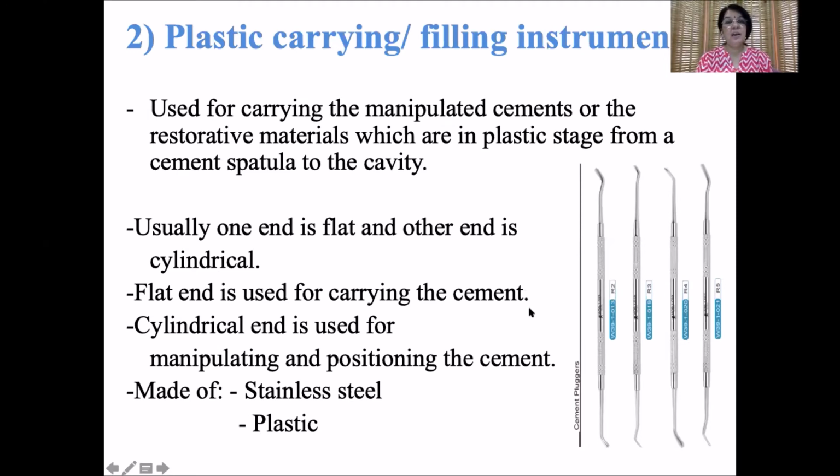So when the material is still in the plastic state, you have to have an instrument which will hold that material in its tip and then carry it into the patient's mouth. So usually one end is flat and the other end is cylindrical. The flat end is used for carrying the cement. The cylindrical end is used for manipulating and positioning the cement.